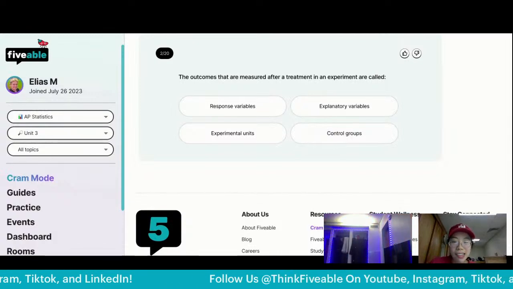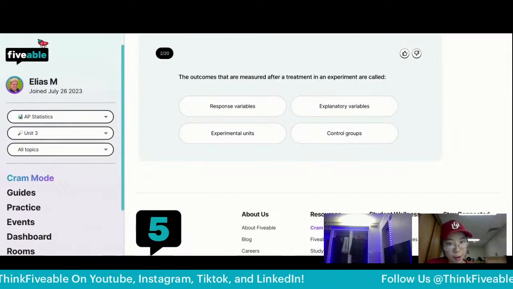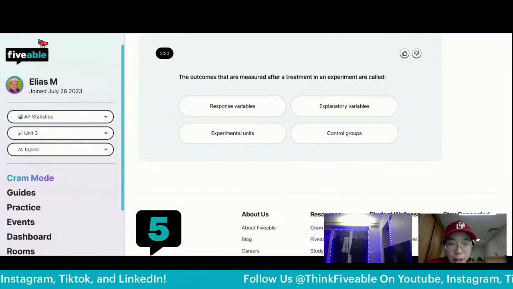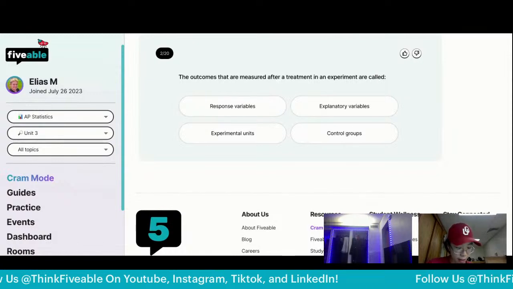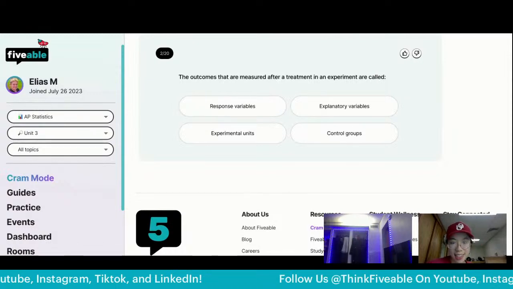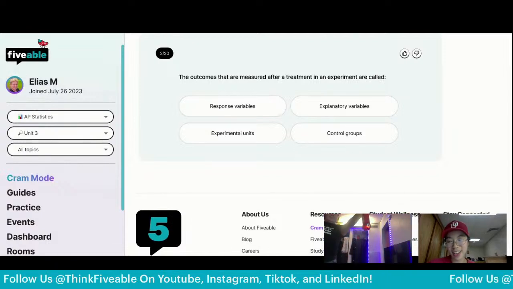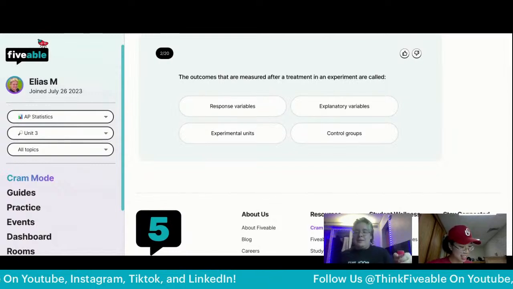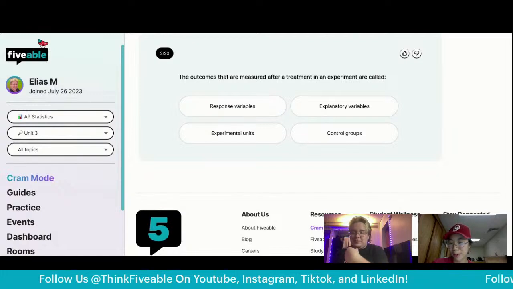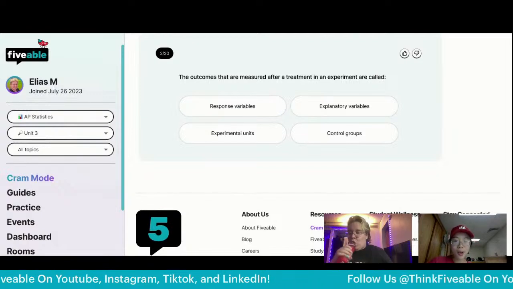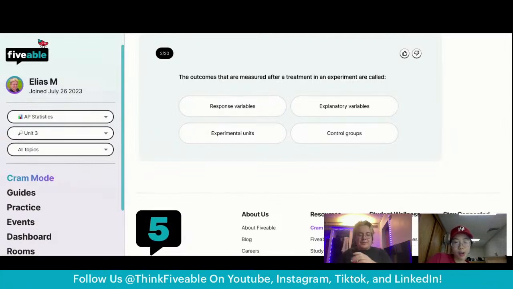So, the outcomes that are measured after a treatment in an experiment are called... So, we have response variables, explanatory variables, experimental units, and control groups. So it's probably going to be a variable. I would say it is not going to be the experimental units, which I'm assuming are either the people or the objects or animals involved. And it's not going to be control groups because those are not outcomes. Those are just people or animals or objects involved. So your outcomes are going to be measured by one of the two, response or explanatory variables.